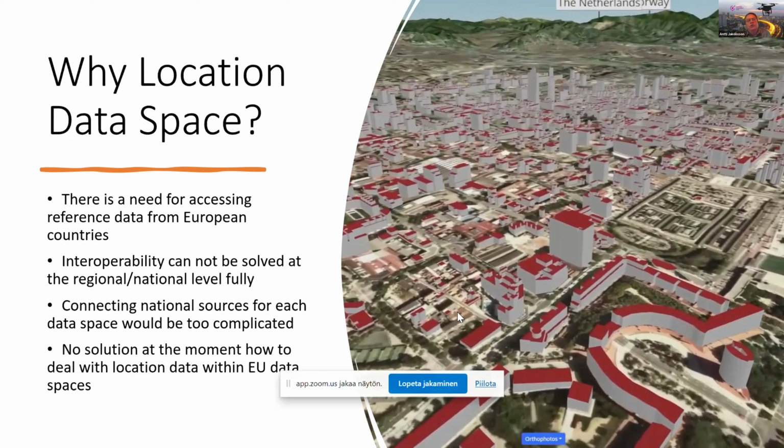And then, of course, if we think about the existing initiatives on the data spaces at the European level, if they would be starting to do this connection for the national sources for high value data sets for each data space, that would be rather complicated, and they would also have to solve these interoperability issues many times.